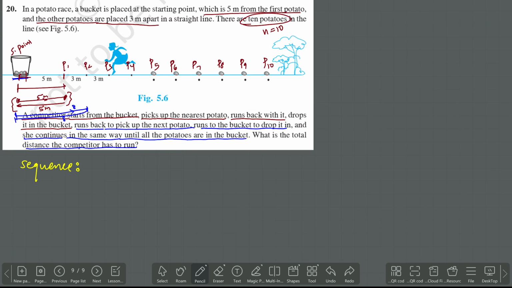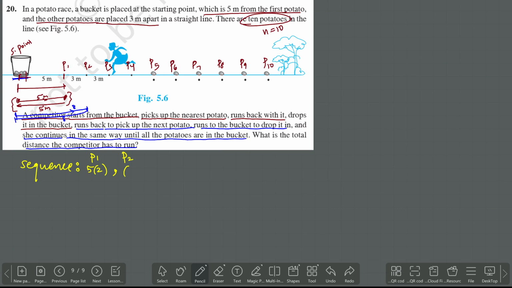So the competitor, for taking the first potato, is running 5 meter. Am I right? Again they are coming back. So 5 meter they are running how many times? 2 times. Then 5 into 2. Do you understand? Right. Now for taking potato number 2, they are running.